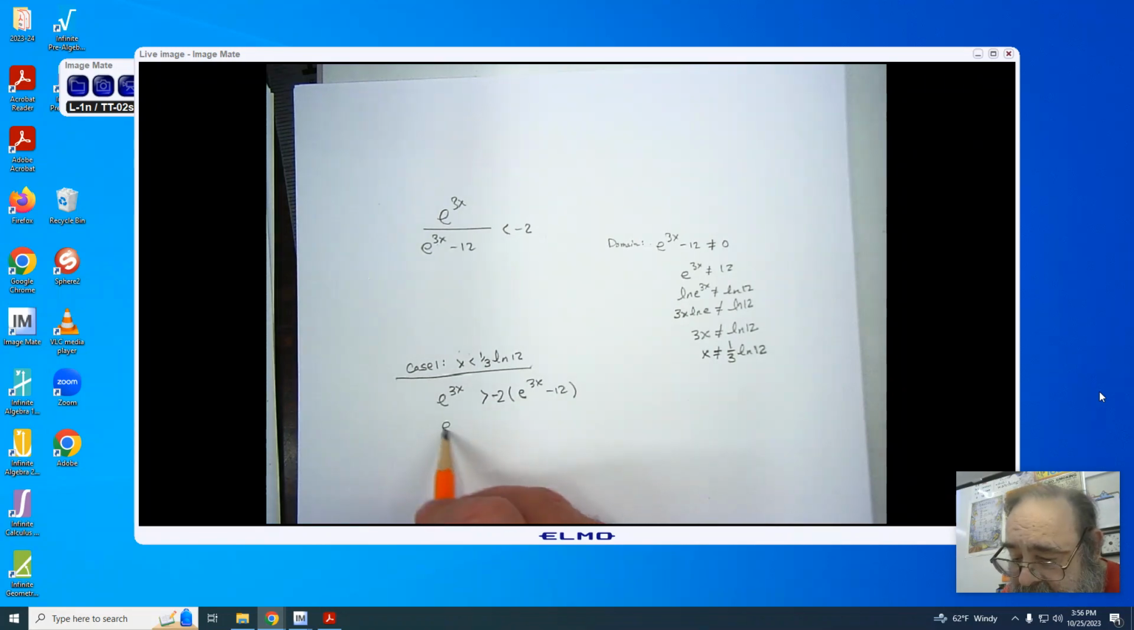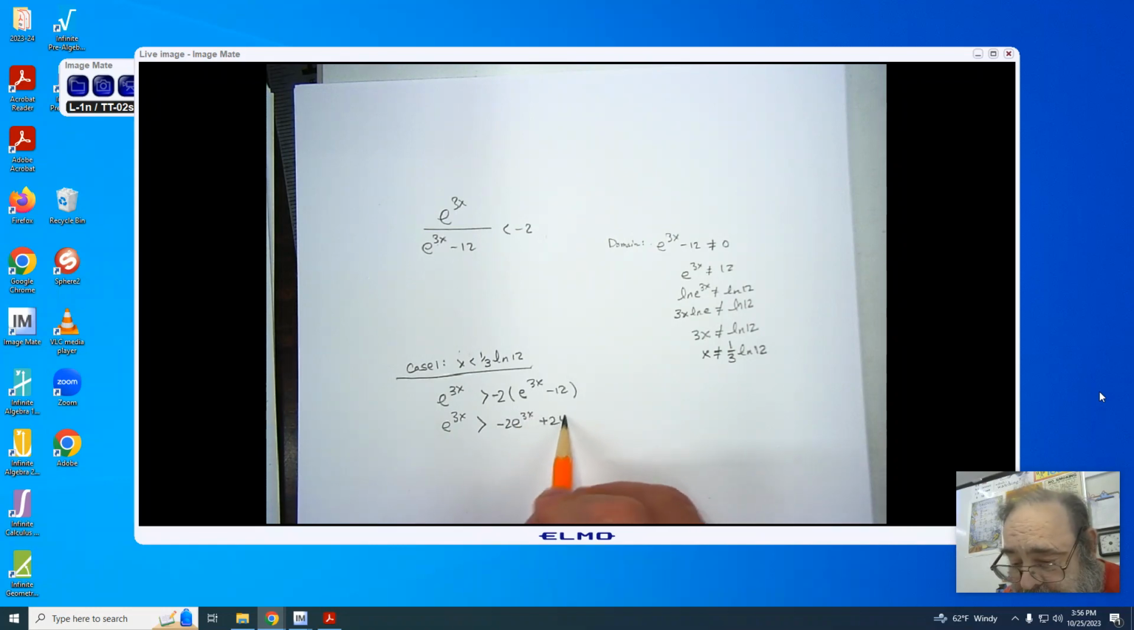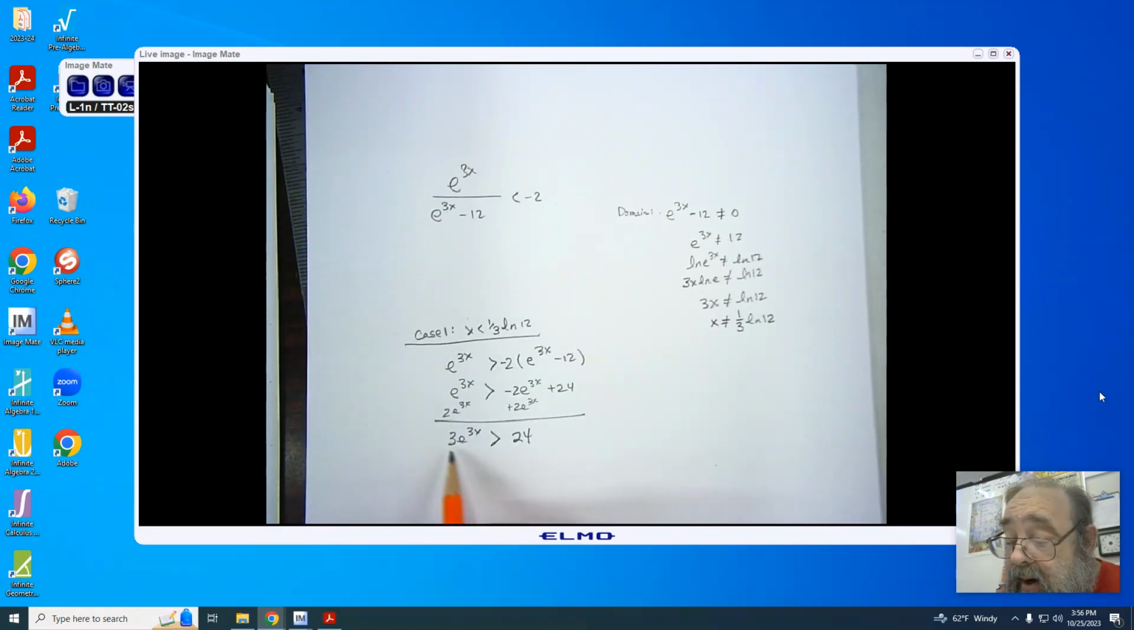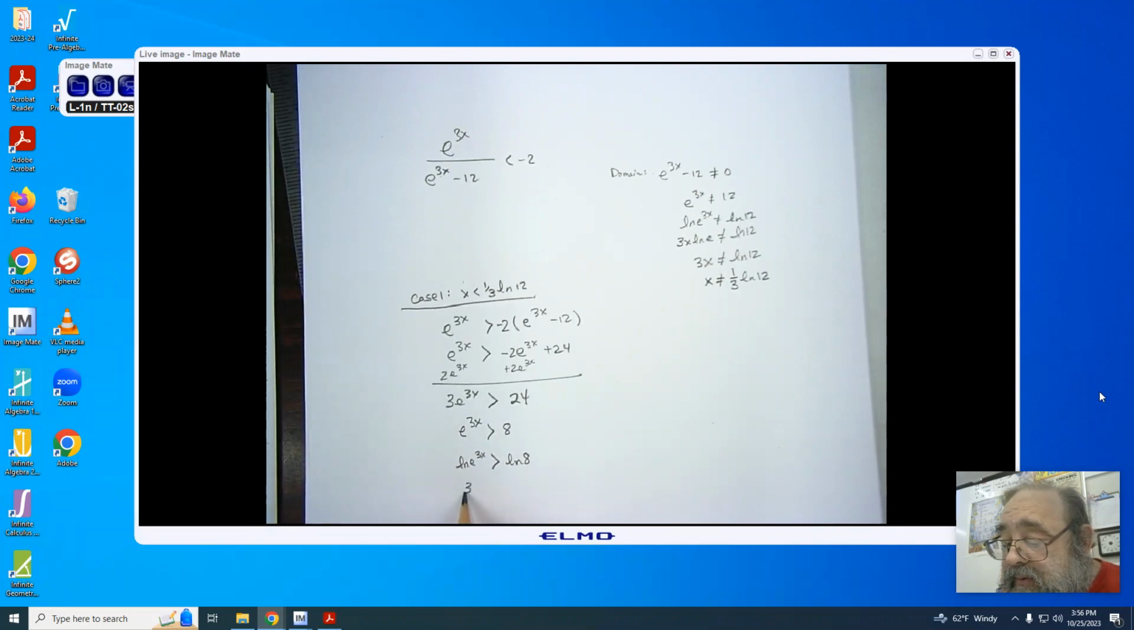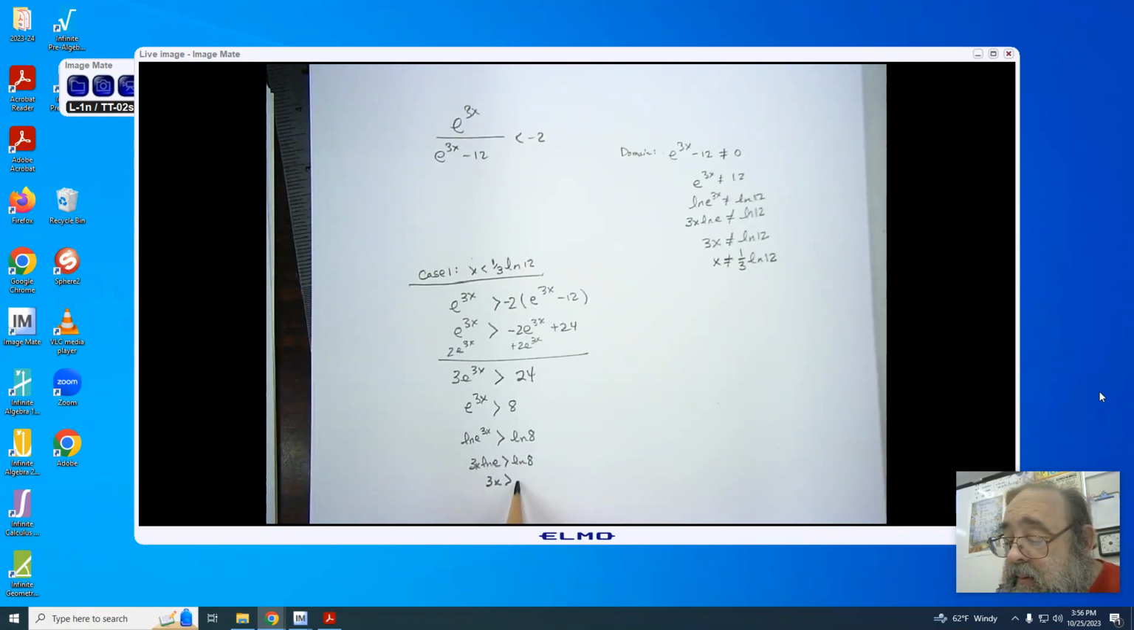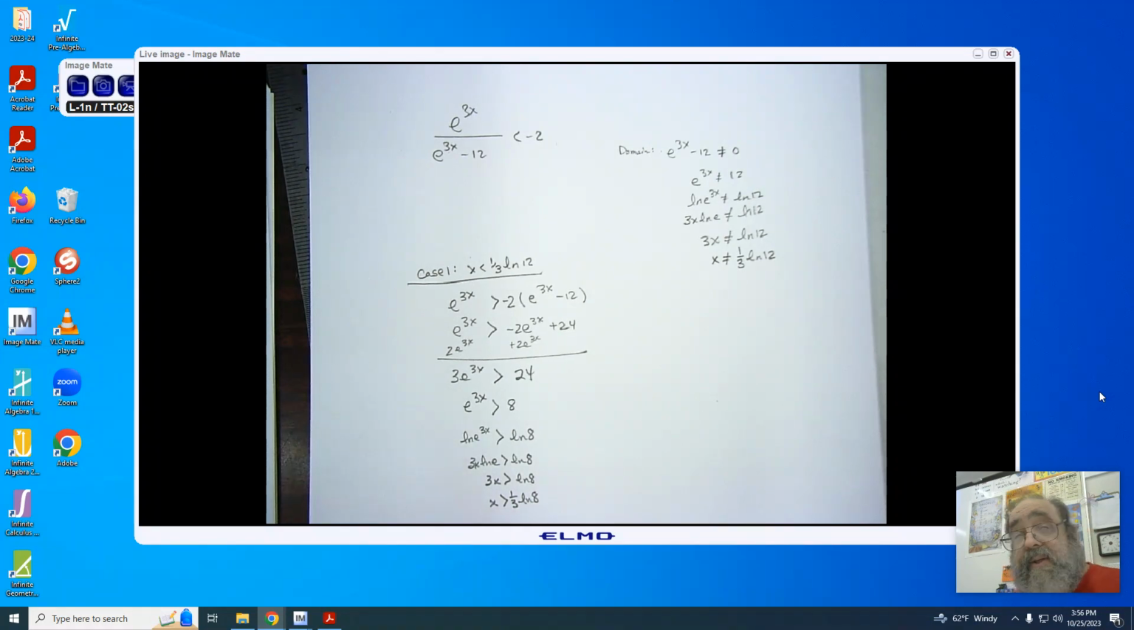So I'm now going to simplify. e to the 3x is greater than negative 2e to the 3x plus 24. I'm now going to add 2e to the 3x to both sides. This is going to give me 3e to the 3x is greater than 24. I'm now going to divide both sides by 3. e to the 3x is greater than 8. Exponentiate. Natural log of e to the 3x is greater than the natural log of 8. 3x moves in front. Natural log of e is 1. And I now take 1/3. Now, this is case 1.